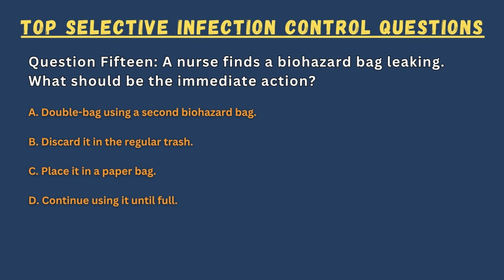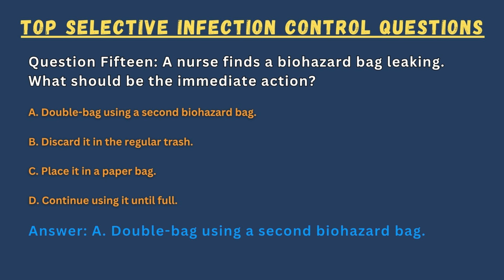Question 15. A nurse finds a biohazard bag leaking. What should be the immediate action? A. Double bag using a second biohazard bag. B. Discard it in the regular trash. C. Place it in a paper bag. D. Continue using it until full. Answer. A. Double bag using a second biohazard bag.